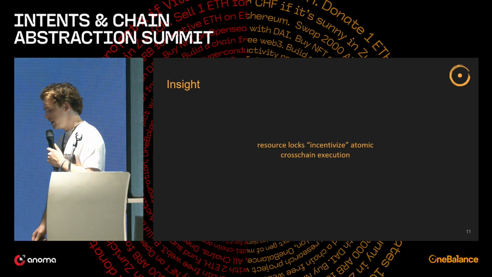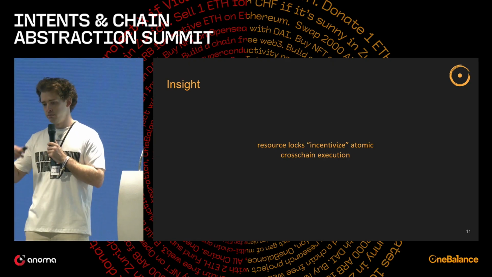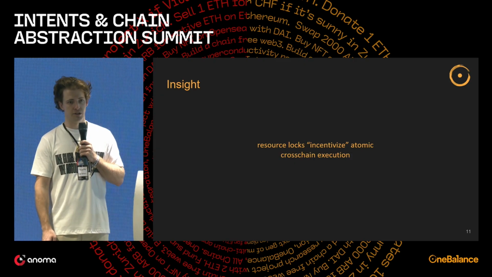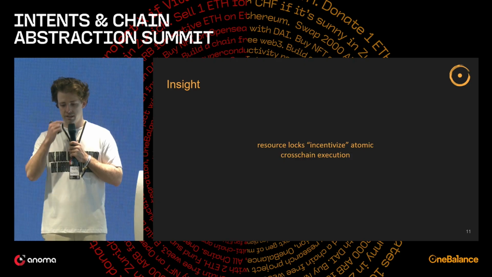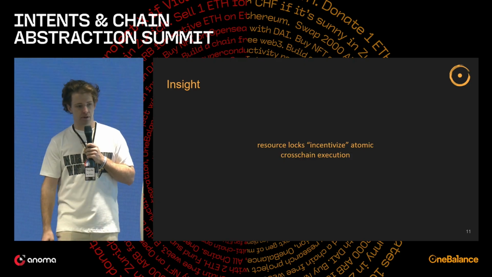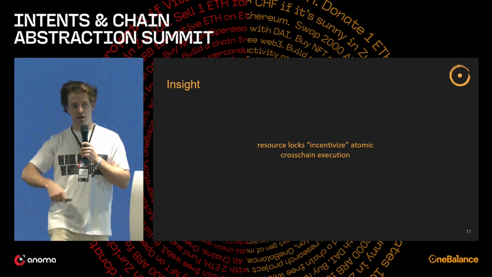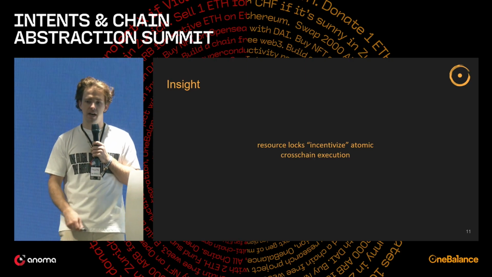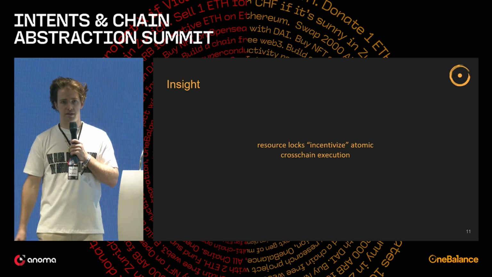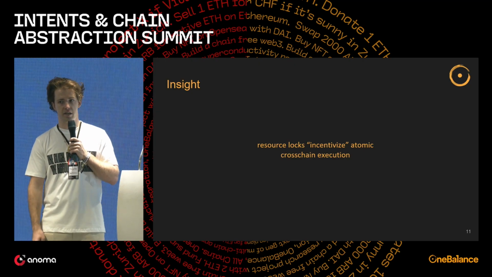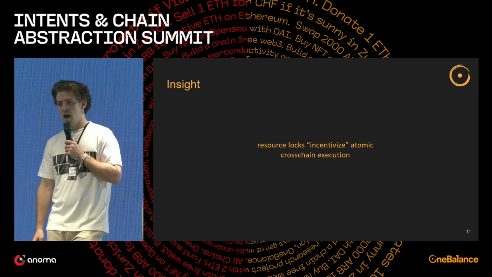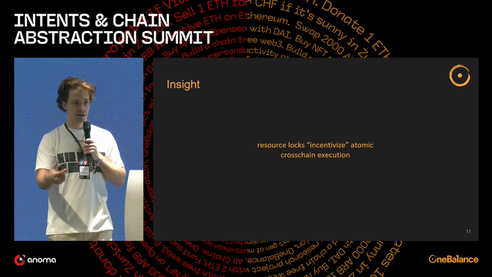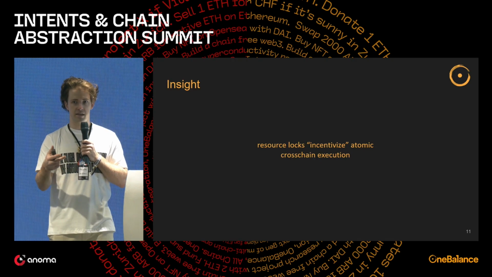This is, I think, the key insight that led to me founding OneBalance and really being quite bullish on the concept of resource locks, which breaks out of a paradigm that everyone has had when thinking about interop in an asynchronous system. I think a lot of the design, if you think about shared sequencing or even distributed database design, thinks about how do you guarantee composability or atomicity in an asynchronous setting.